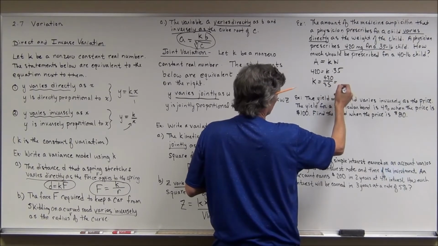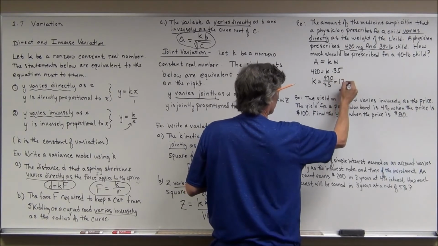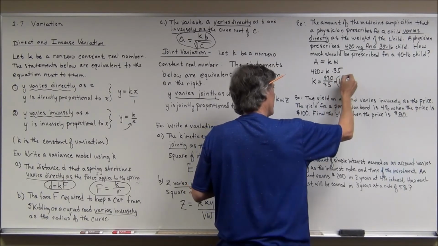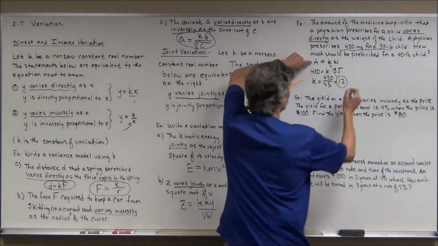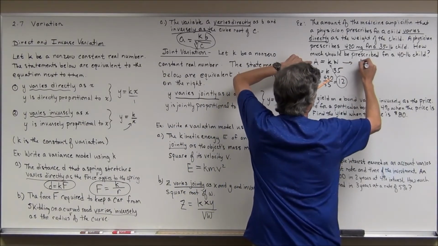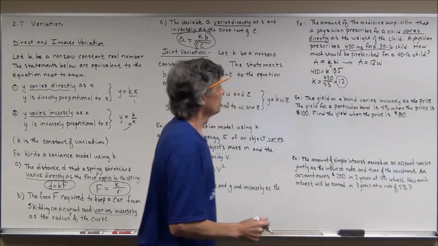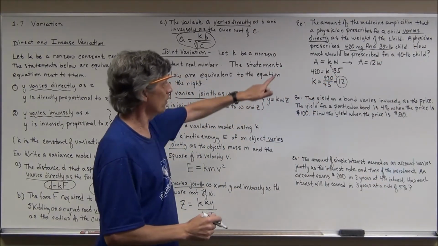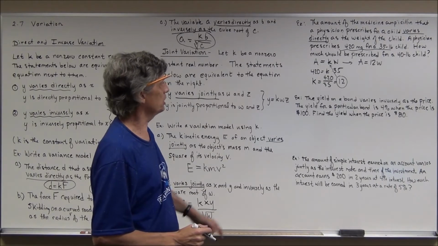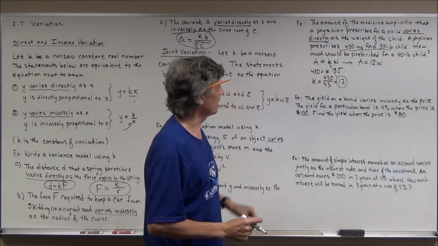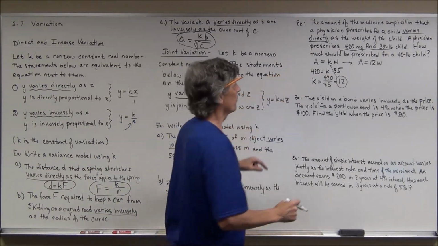And let's see, that's going to go in 12. So that means my constant of variation for this particular application is 12. So I can rewrite this as A equals 12 times W. In many cases, you'll see problems set up where all they want is to know that constant of variation and then write out that variation model. But we're going to go a little further.